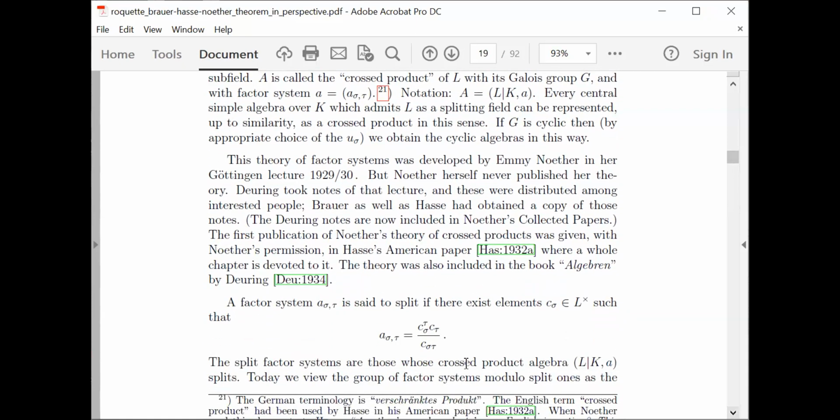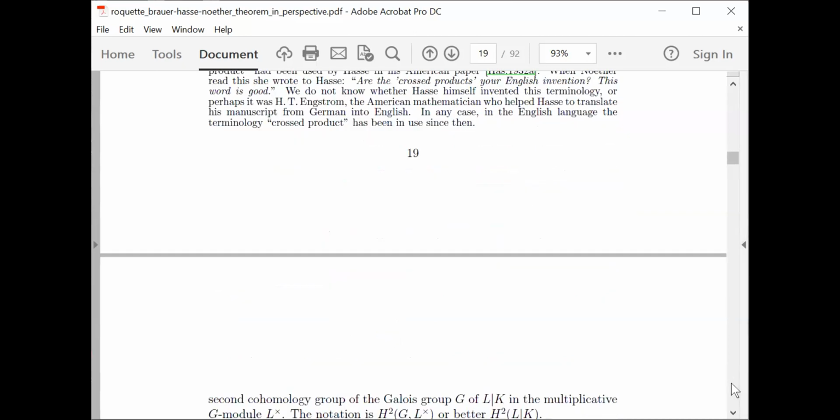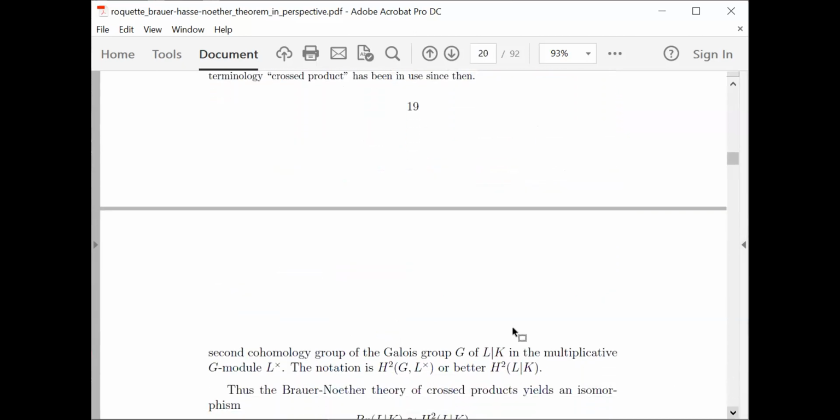Then they figured out when a cocycle was a co-boundary. So in other words, when the twisting doesn't really do that much. So then they said the factor system splits. Today we view the group of factor systems, mod split ones, as the second cohomology group, here it comes, of the Galois group G of your field extension in the multiplicative G-module of the invertible elements of the bigger field. So H2(G, L*).